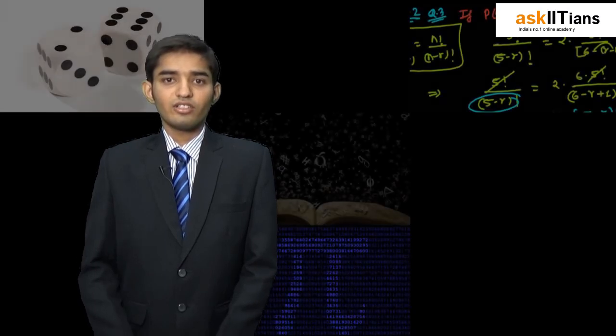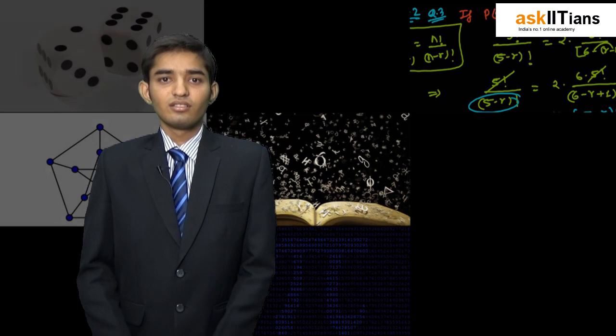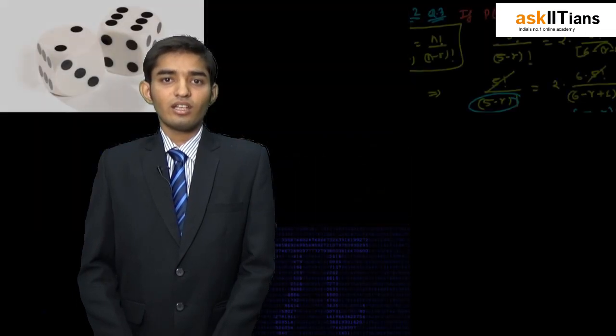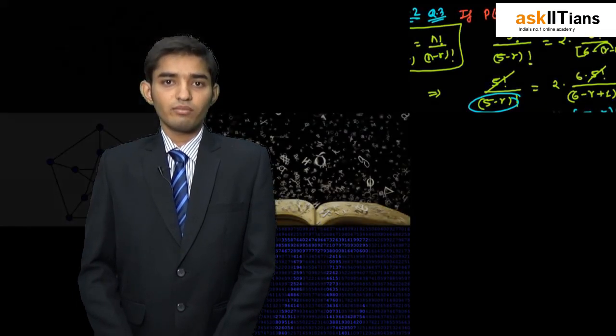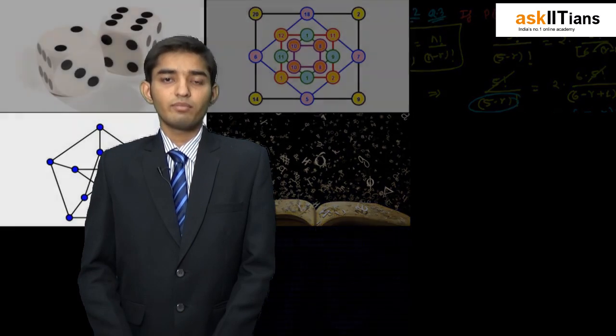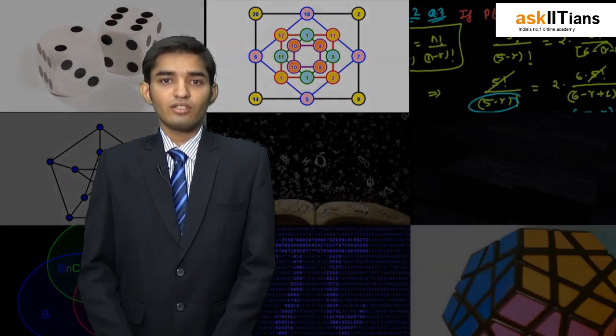So students, we have seen how n alike objects can be distributed among various persons. Our next topic for the next video will be summation of numbers, and we will also look at grid problems. So stay tuned till then.